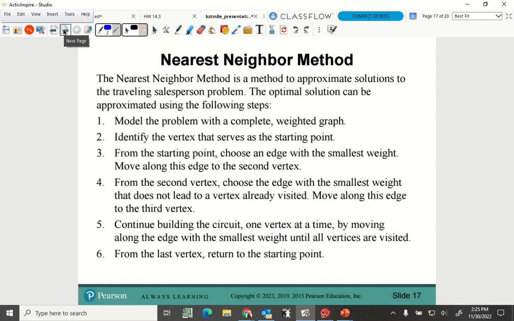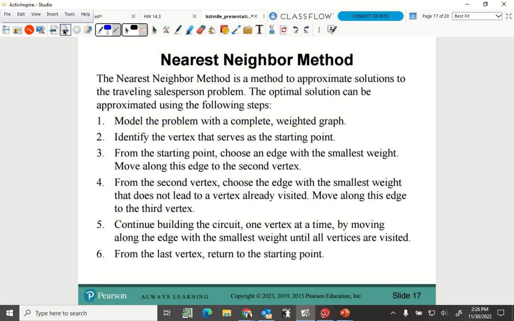Now, this next one is called the nearest neighbor. Instead of doing brute force, that's brute force, listing them all, putting all the combinations there, and picking the one that's the cheapest. That's what brute force is. This nearest neighbor method is not always 100% correct, but there is a good chance that it is.